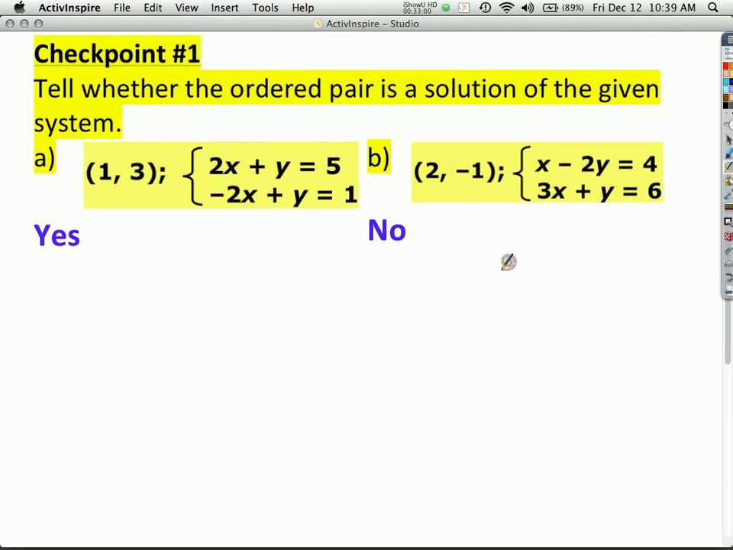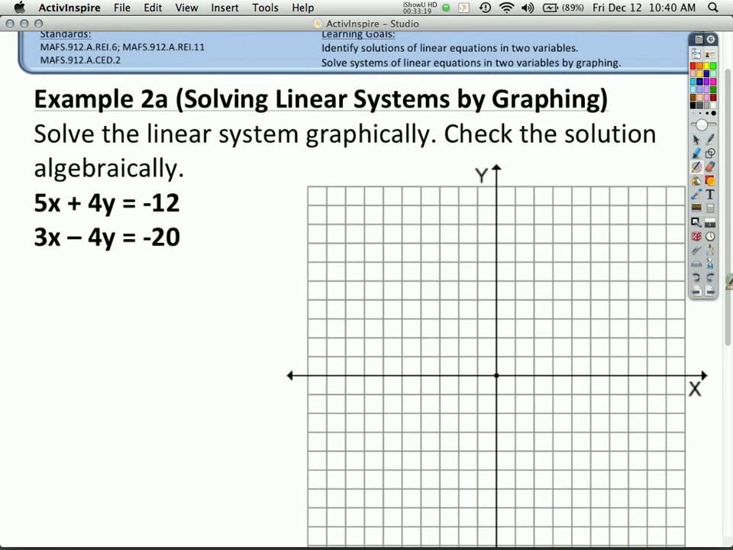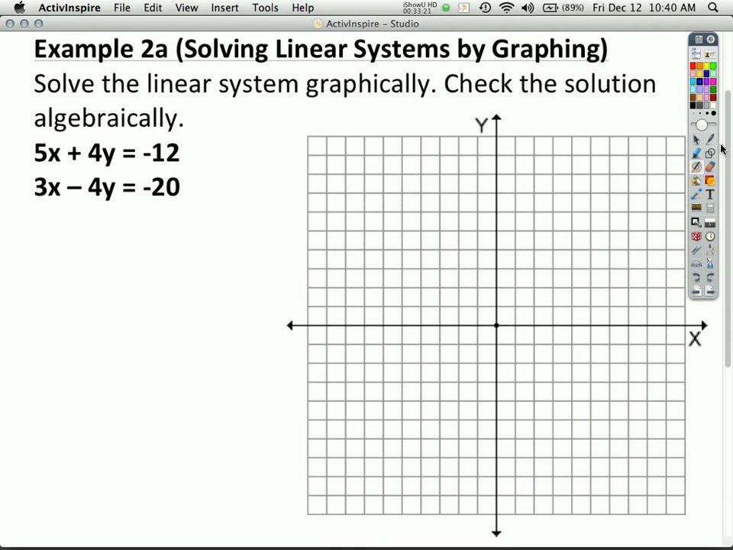So now we're going to put this together with skills that we already know and already have and do solving a system by graphing. I already gave you a heads up that we're going to start out with a more challenging one and then we're going to move to a slightly easier one. So, example 2. Solve the system graphically, then check the solution algebraically.